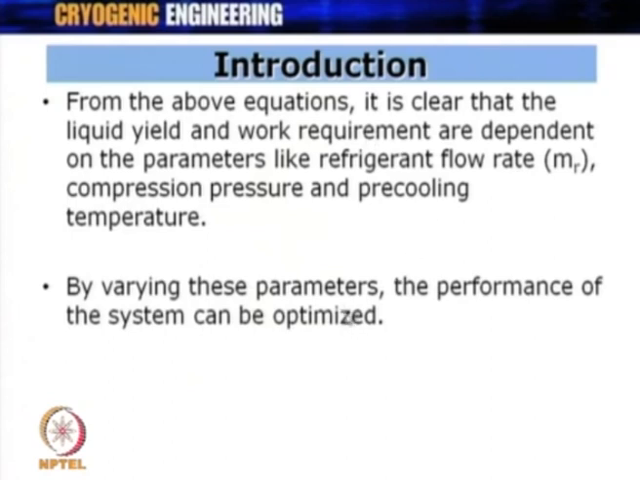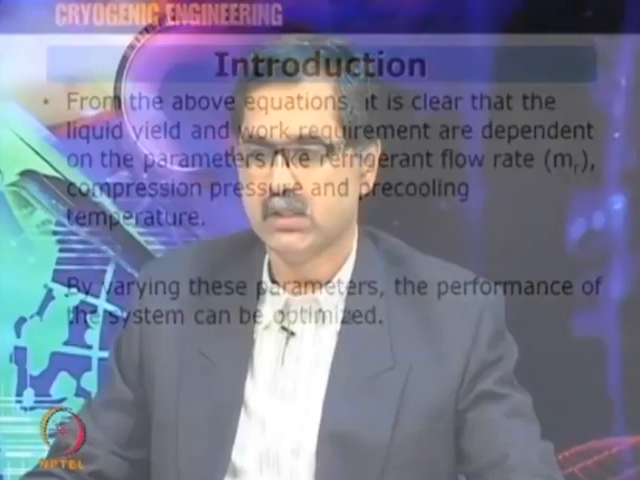So, we got various parameters, and we got to worry about which parameter we should change so that we get more yield. Should we change m dot R? Should we change the suction pressure? Should we change the m dot? All these will decide how much increase or decrease there would be in parameters like liquid yield, work requirement, etc.